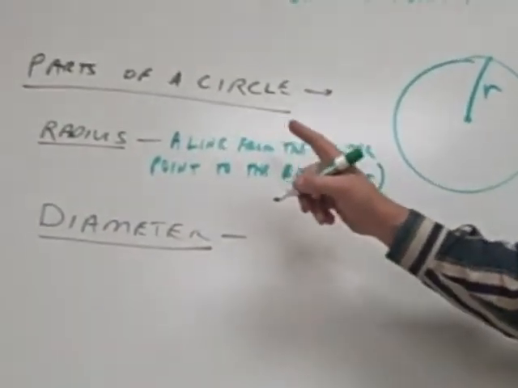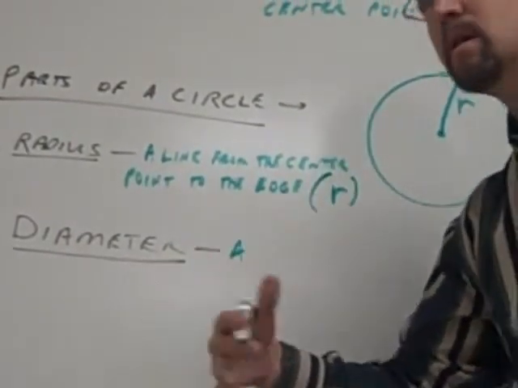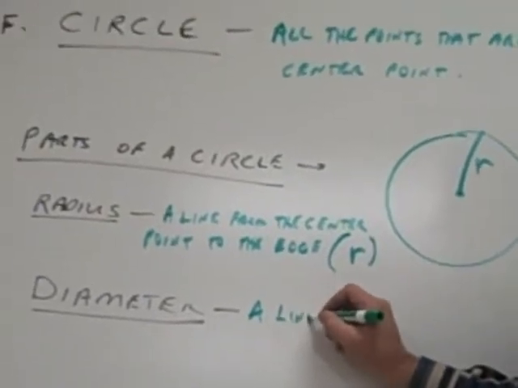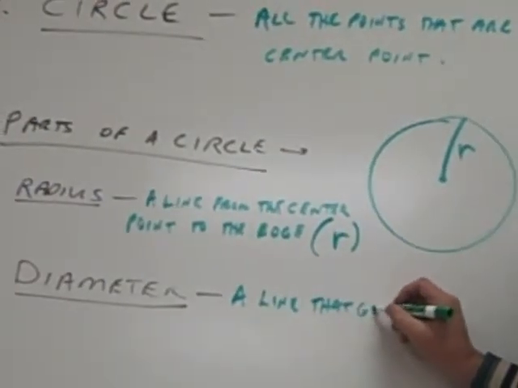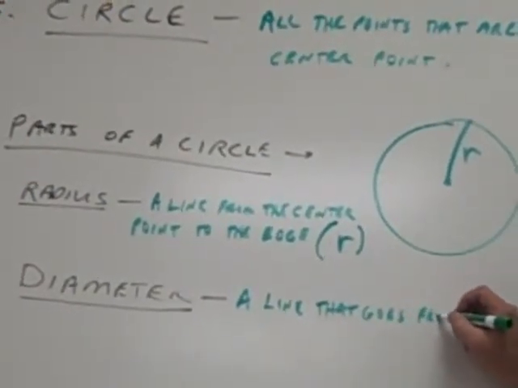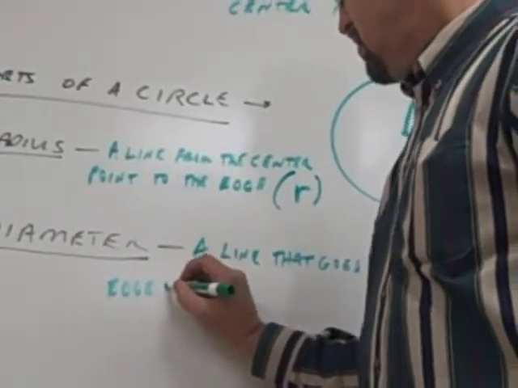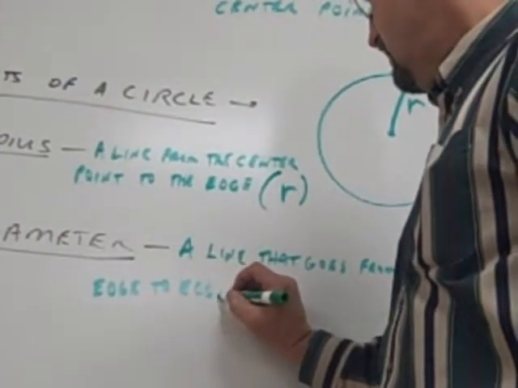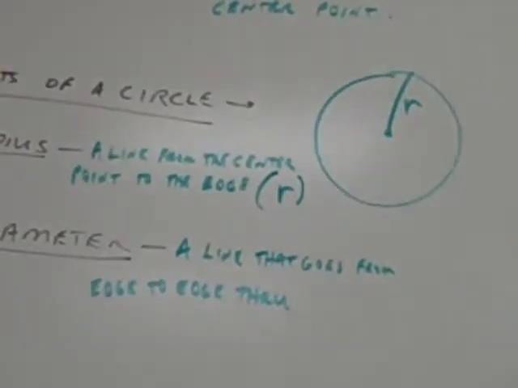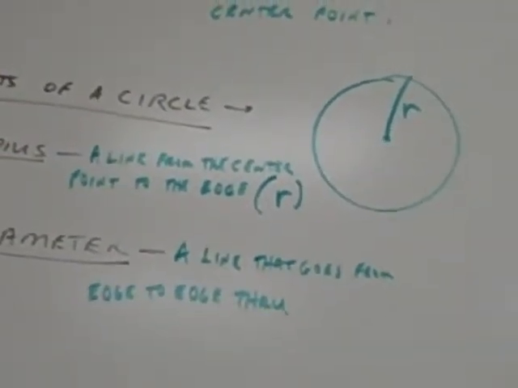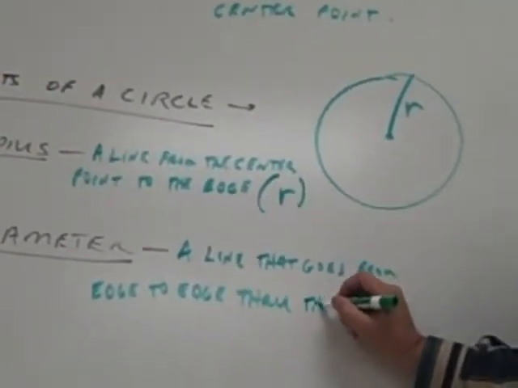Using the same kind of words up here. A line that goes through the center, from one edge to the other edge. Edge to edge through. Now I spelled through T-H-R-U because it's my notes. I know that's not the official way to do through, but I shortened it, T-H-R-U. Edge to edge through the what, y'all?